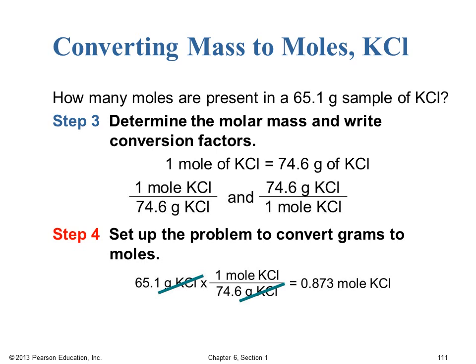Since we're trying to go to moles, we want the moles to stay and the grams to cancel out. So we end up dividing 65.1 by 74.6. Grams cancel out, we're left with moles, and we get 0.873 moles of potassium chloride.